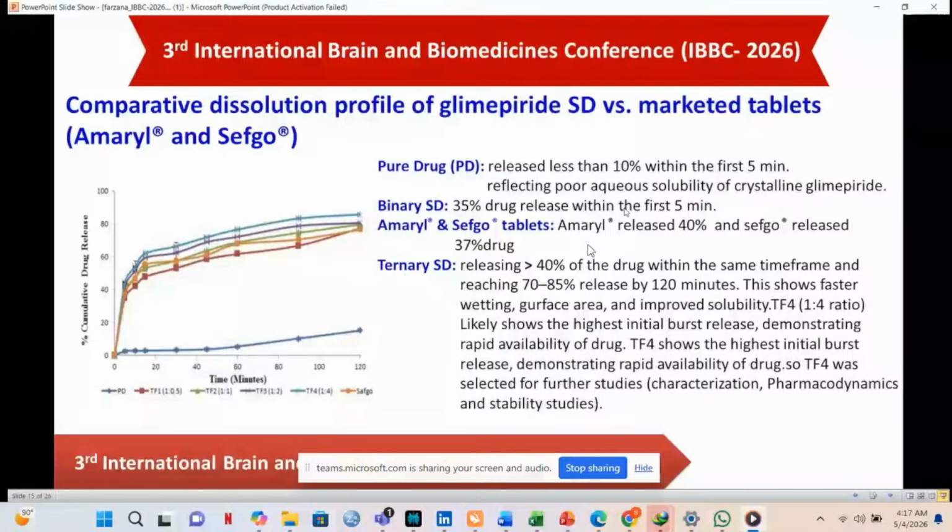Next is thermal analysis. The DSC graph and TG graph show the following. The DSC graph shows the absence of the sharp endothermic peak of the drug, confirming that the drug is molecularly dispersed in an amorphous state. And the TG graph shows no thermal degradation was observed, showing that the drug remained stable during the manufacturing process, that is the solvent evaporation process. And the next is the SEM study.